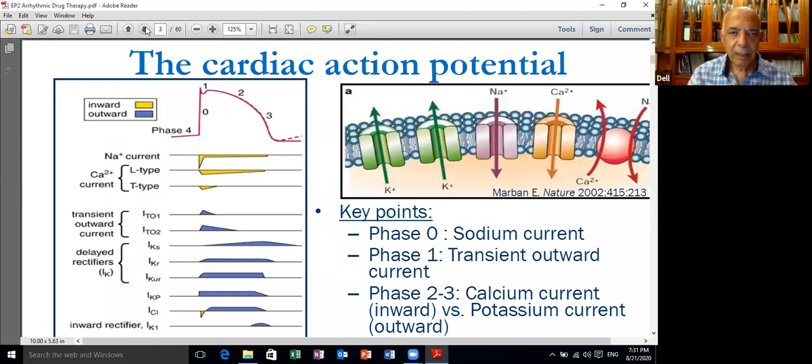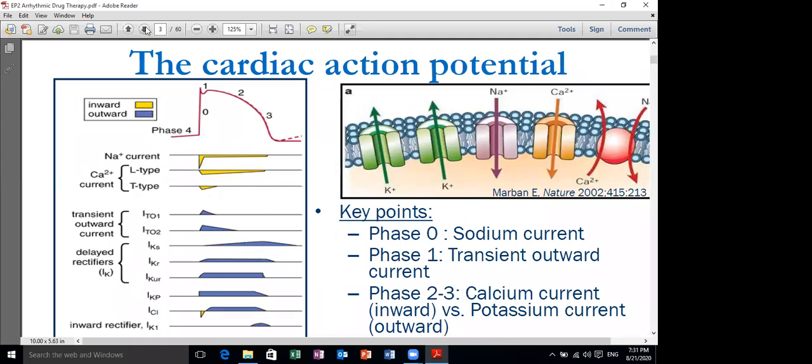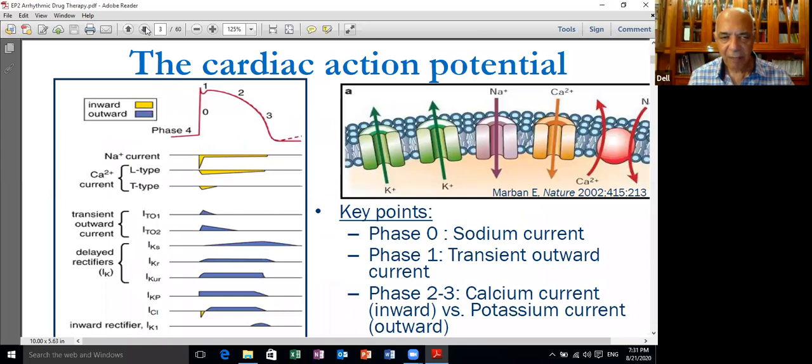We'll start with the basic concepts of the cardiac action potential. The cardiac action potential needs some explanation, but this is a summary of the different phases, the 5 phases of the cardiac action potential. Is the sound clear?